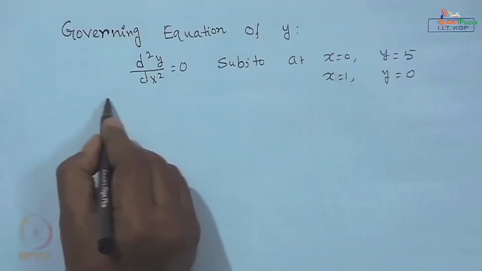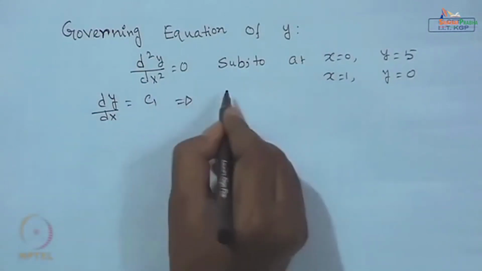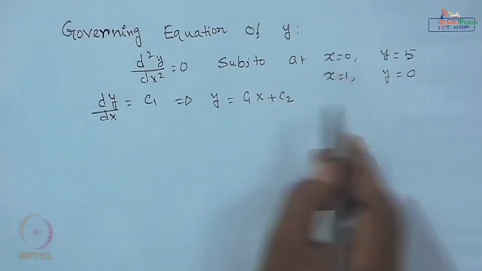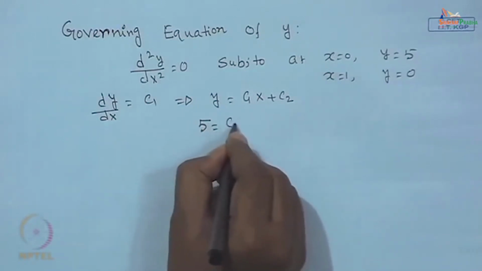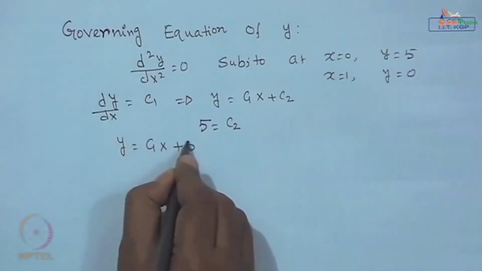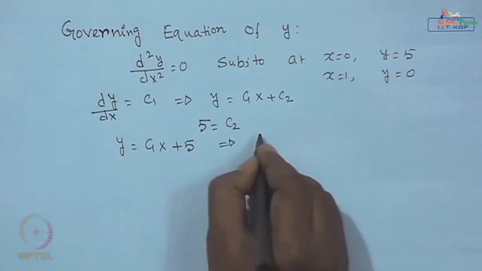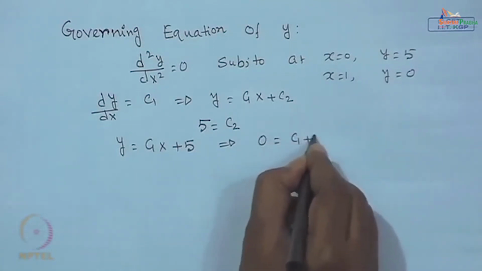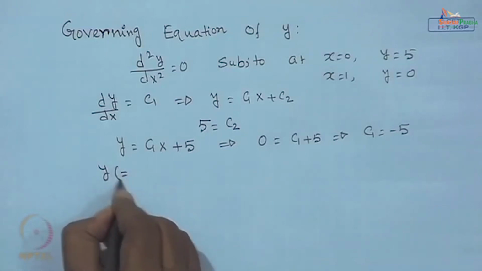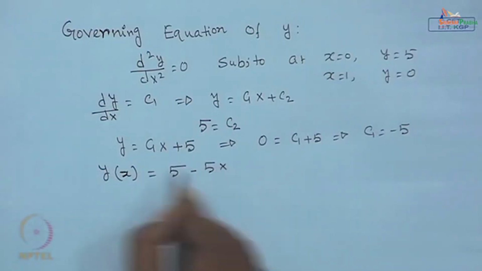So, if you like to solve this equation, dy dx will be c1 and one more integration will give you y is equal to c1x plus c2. If you put the boundary condition x is equal to 0, you will be getting y is equal to 5. So, c2 is 5. So, the equation becomes c1x plus 5, and then we have one more boundary condition, x equal to 1, y equal to 0. So, 0 is equal to c1 plus 5. So, c1 is equal to minus 5. So, you can complete the solution of y, the first sub problem, as 5 minus 5x.